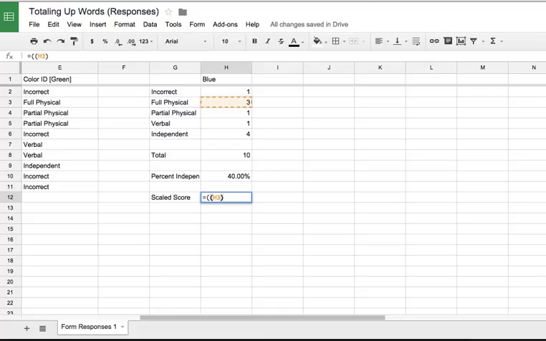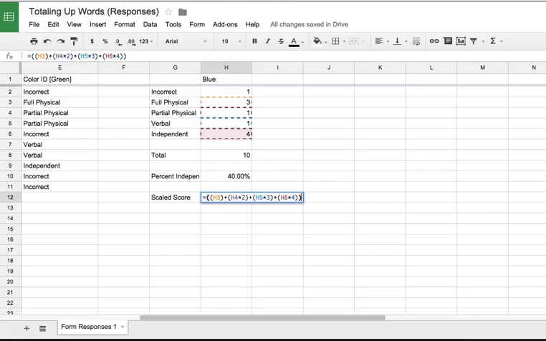And then parentheses, plus sign, start parentheses again. I'm going to click the total for the partial physicals and multiply that by 2. Use the asterisk above the 8 for multiplying, and close that parentheses, plus verbal times 3, plus parentheses, independent times 4, and close that one, and the whole parentheses. So now I have that whole number all in one.